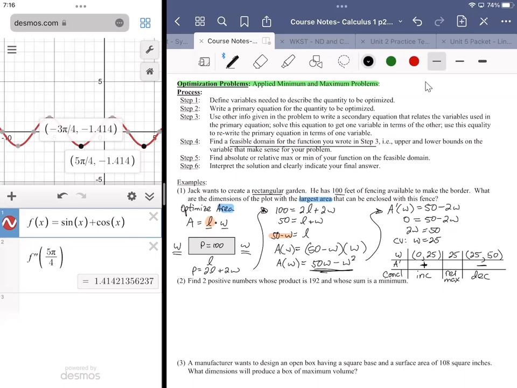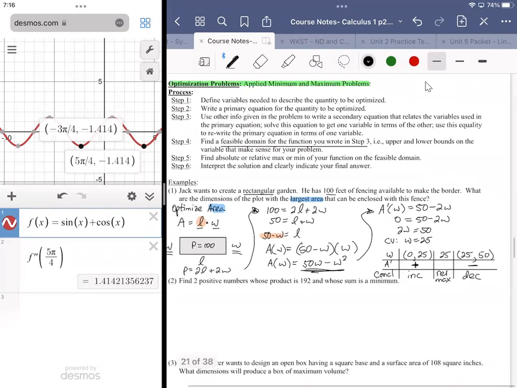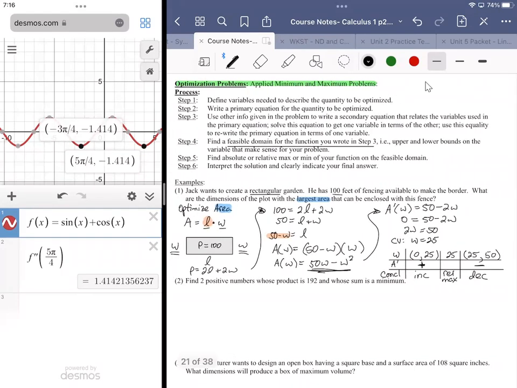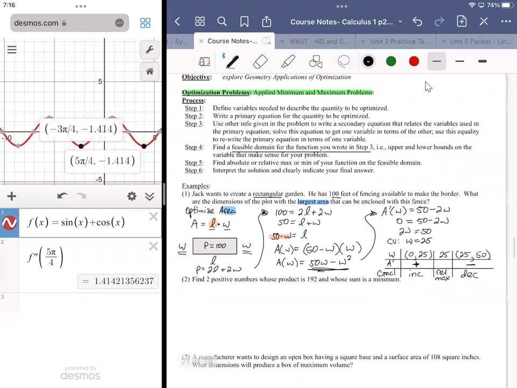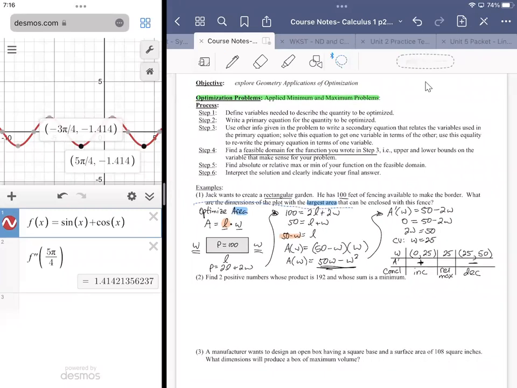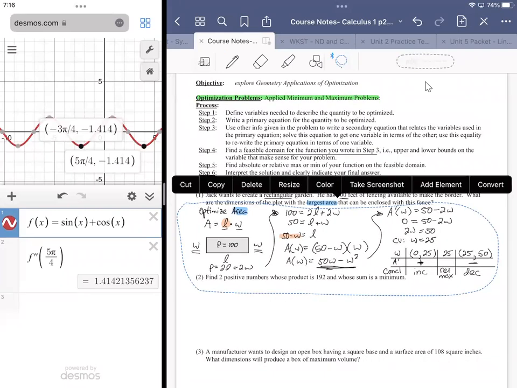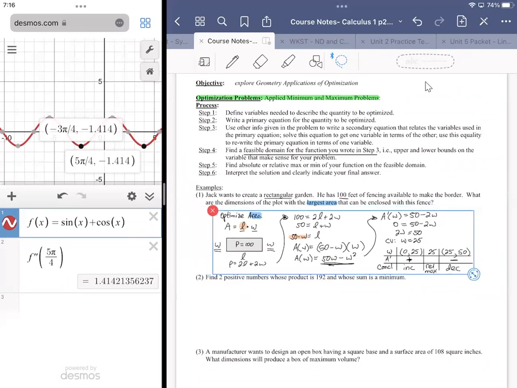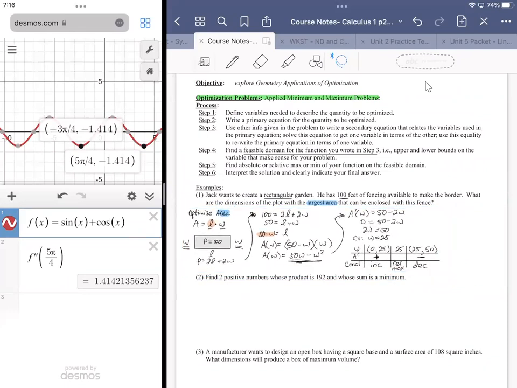So they said find the dimensions. What are the dimensions of the plot with the largest area? All right. Well, I got one of them. I know that one of the dimensions is 25, the width. Now I just need the length that goes along with that. So take my perimeter function, or at least my modified one.